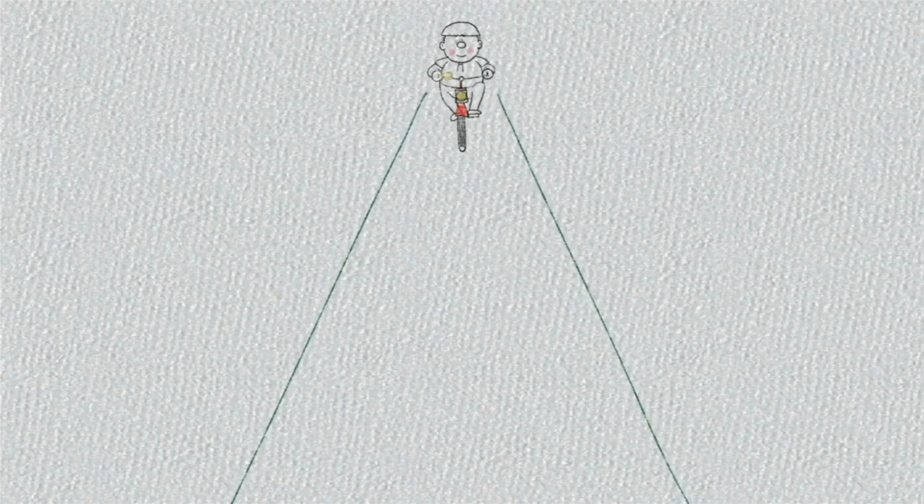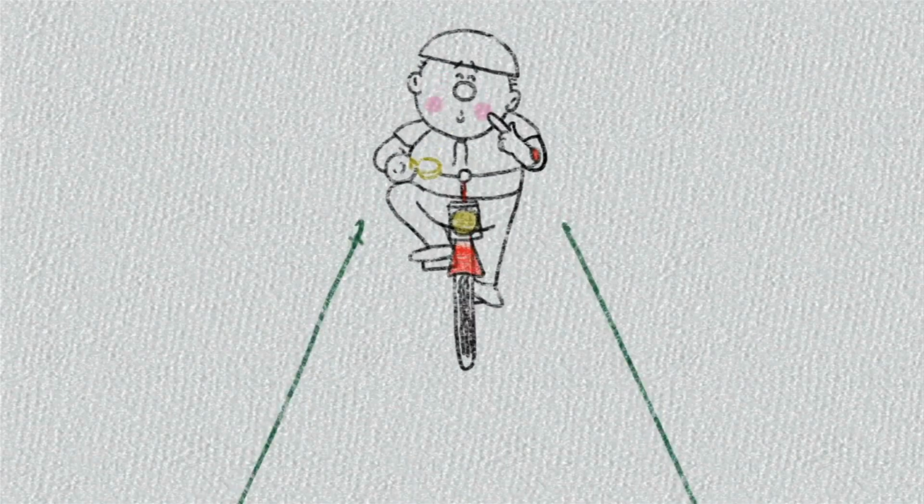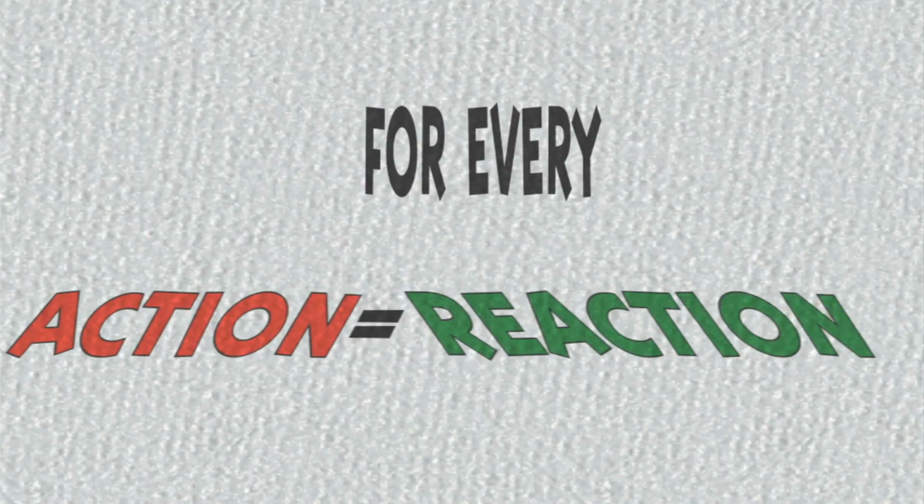Now on to the final question. When you do get your bike moving, why does it go forward? According to Newton's third law, for every action, there is an equal and opposite reaction.